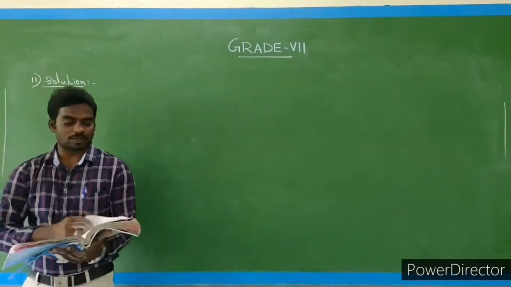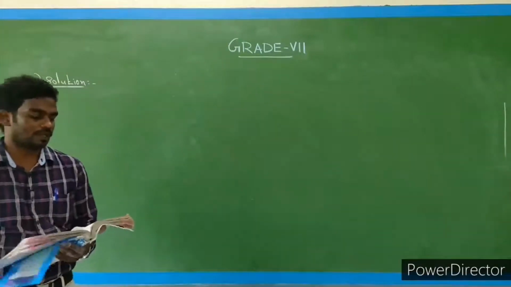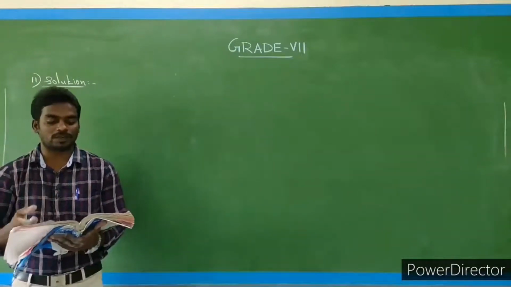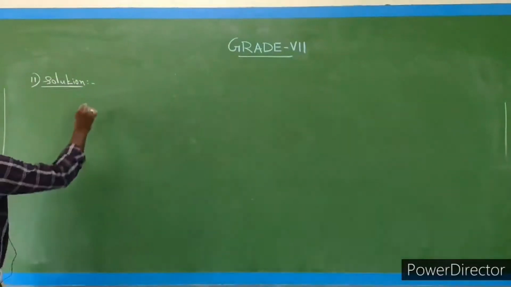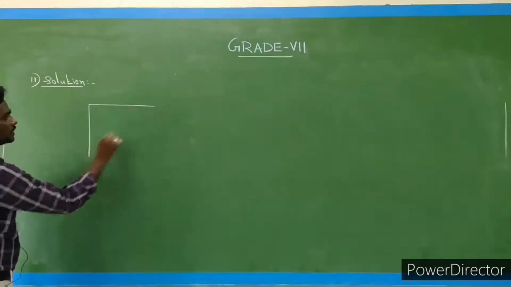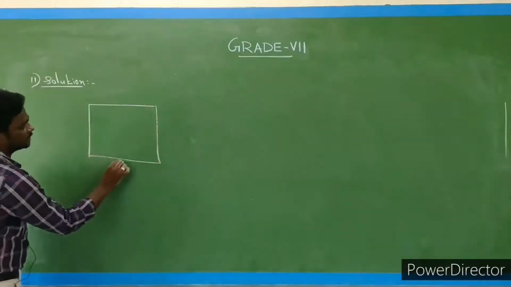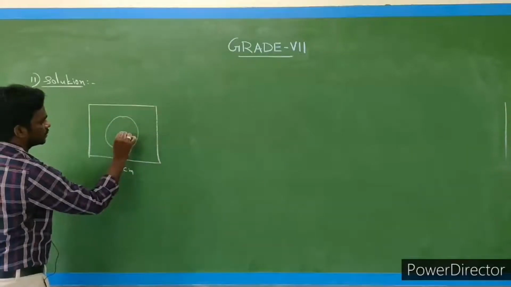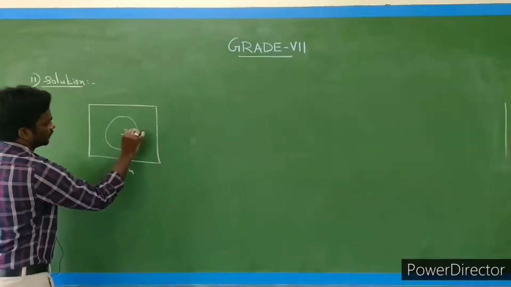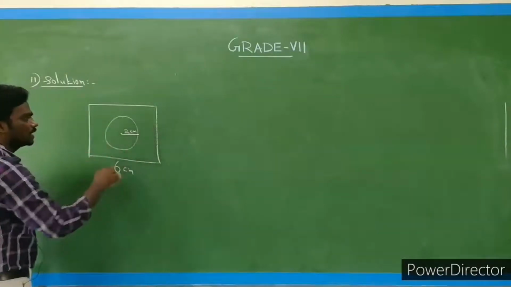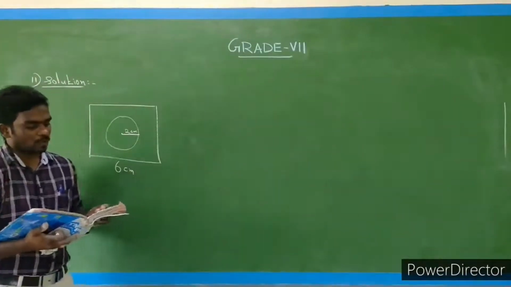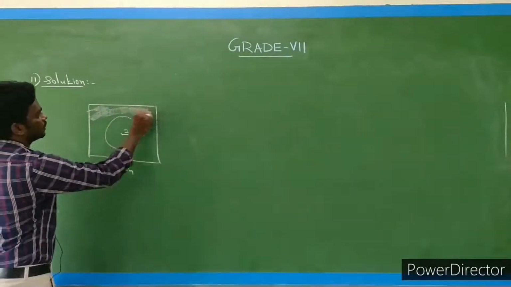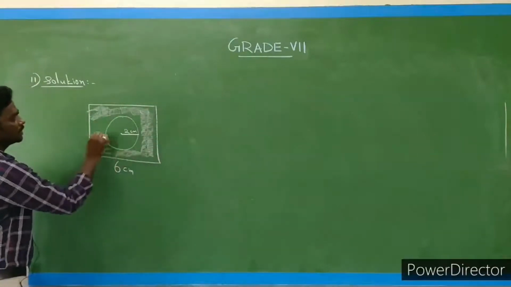Next, your 10th question is your homework sum. What is the 11th one? A circle of radius 2 cm is cut out from a square piece of aluminium sheet. So, a square piece of aluminium sheet of side 6 cm is given. Here, a circle of radius 2 cm is cut out from the square sheet. Next, what is the area left over the aluminum sheet? We have to find the remaining area.